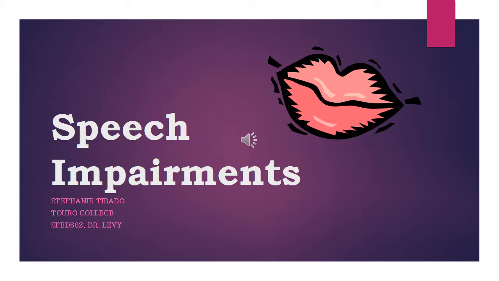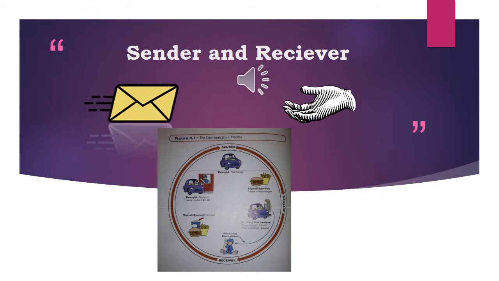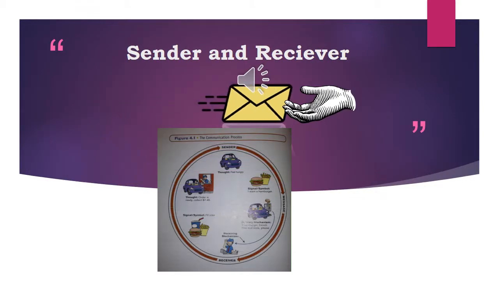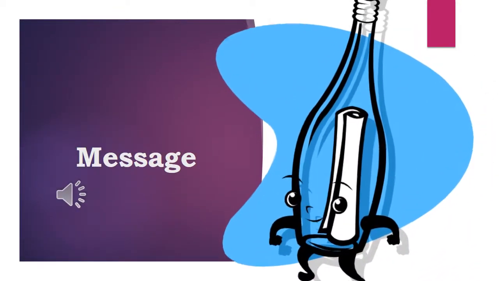Today I will be talking about speech impairments. In order to understand speech, we must first understand the communication process. Communication requires at least two people, a sender and a receiver. Communication also requires a message.